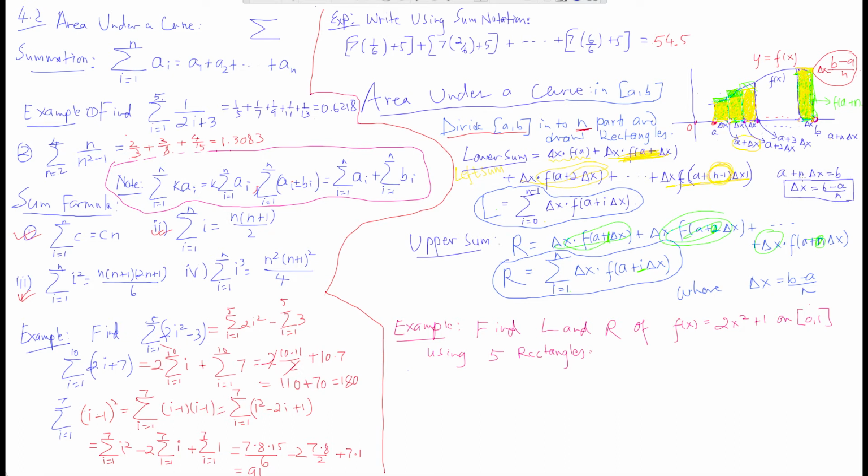Now if you solve for delta x, you subtract a on both sides, right? So you get b minus a and divide by n. You will get b minus a over n is the delta x. We will need this formula, okay? We will need this formula to find out the delta x later. So let us do one example here.